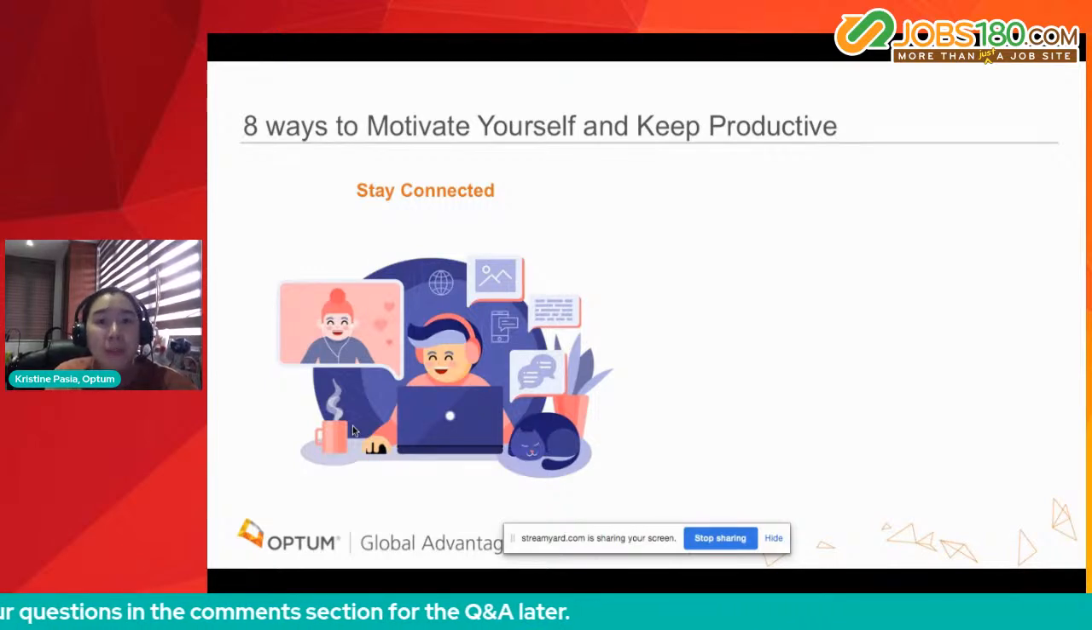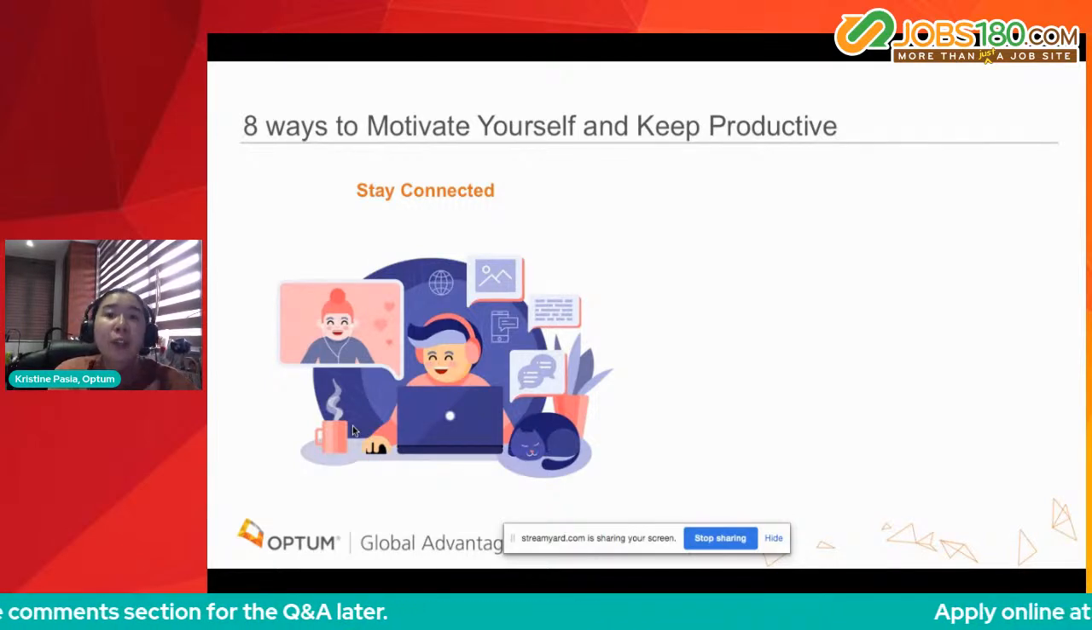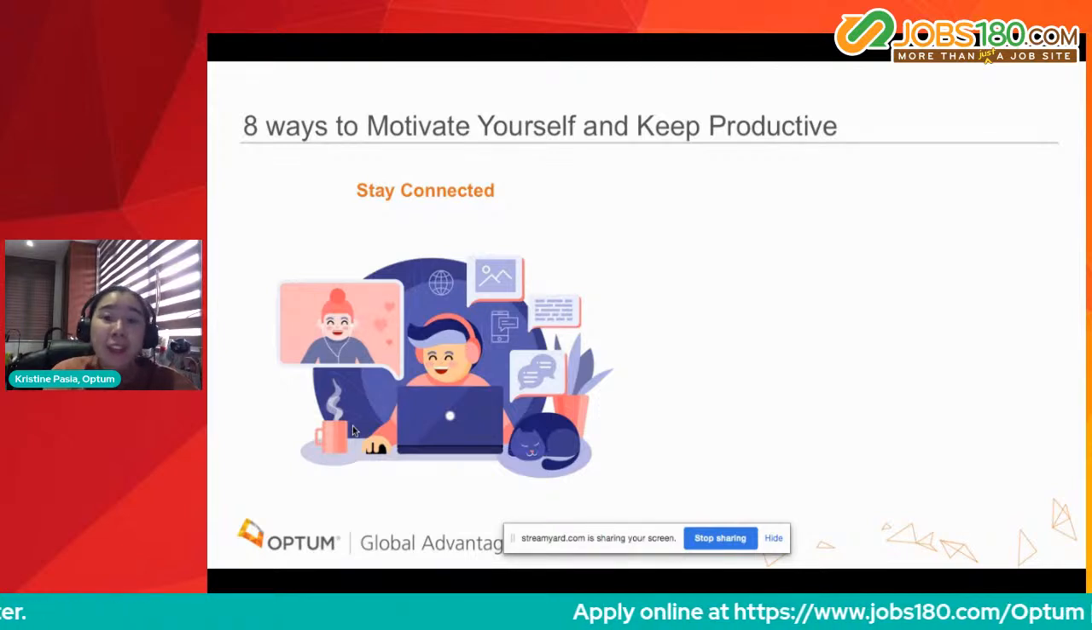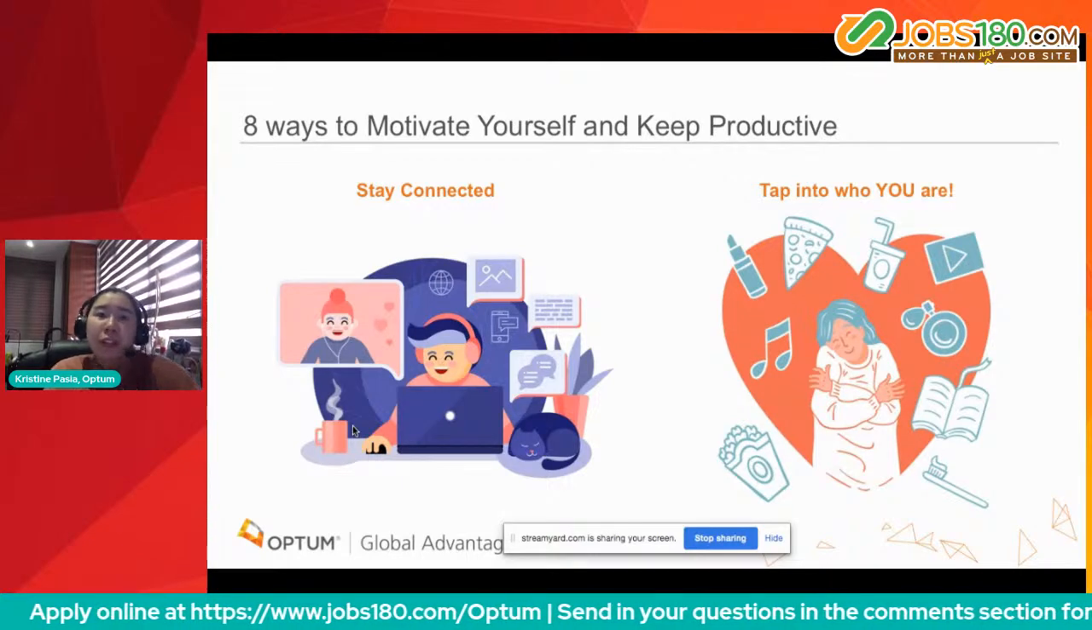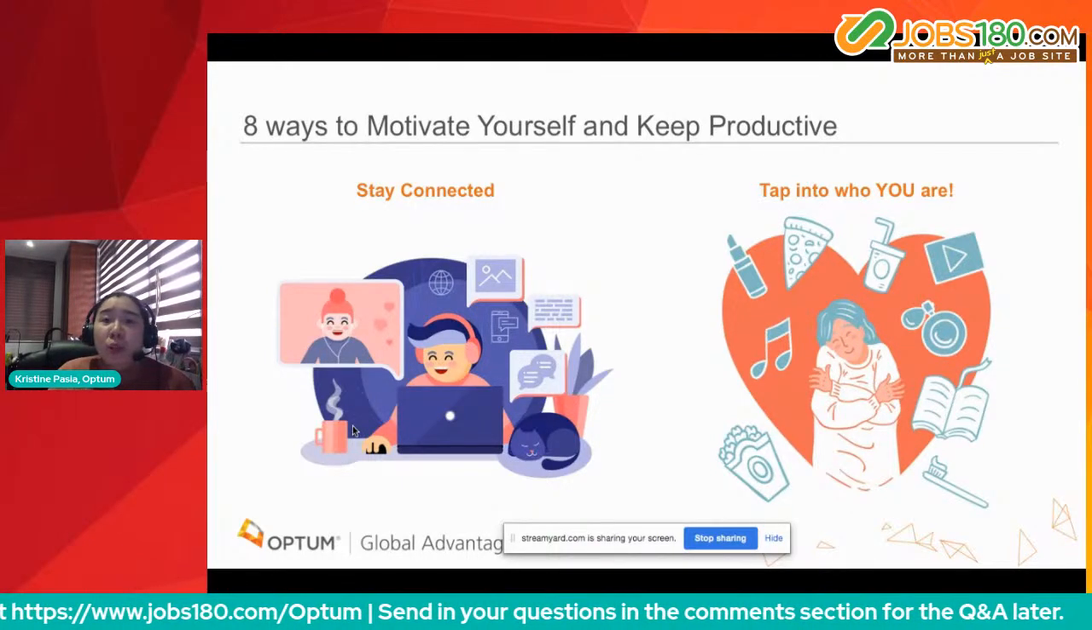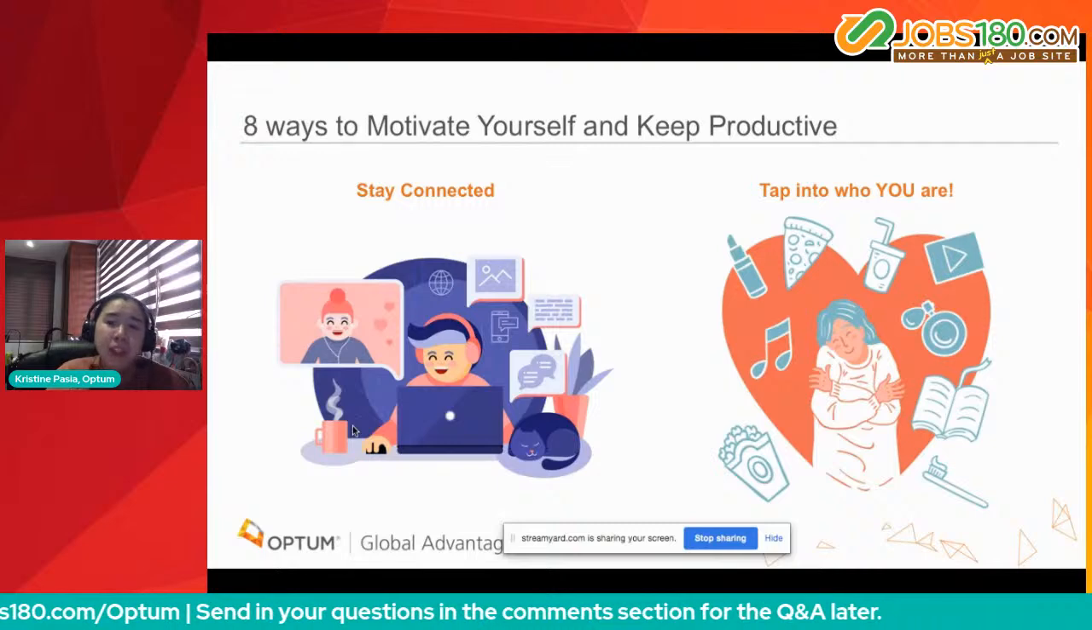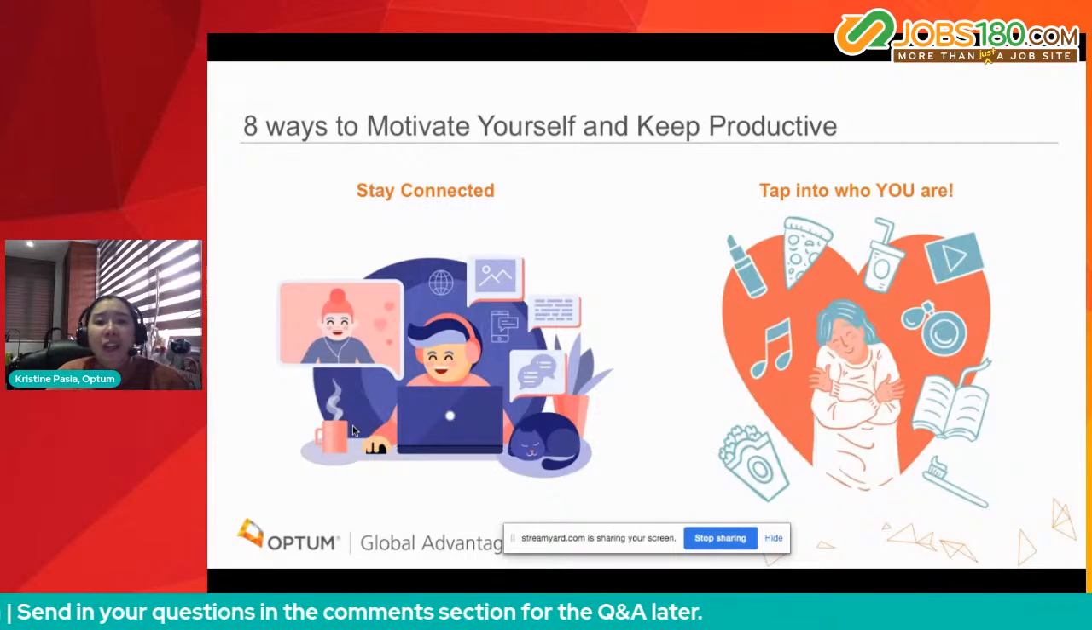That really motivates me to complete certain projects. So it's very important to still have social interaction with people, even if it's virtually. And lastly, tap into who you are. You've already completed certain tasks for school or in the office, but it's very important to still find your authentic self. Who are you really?